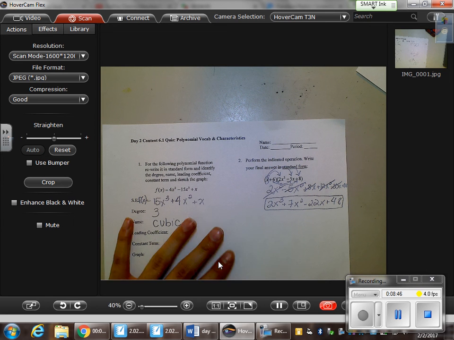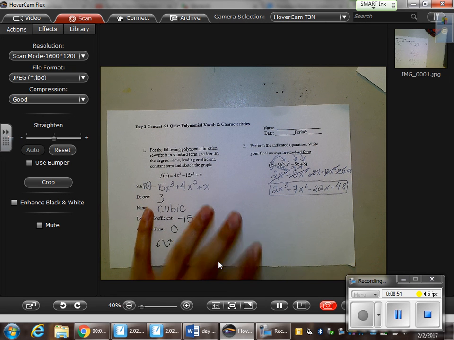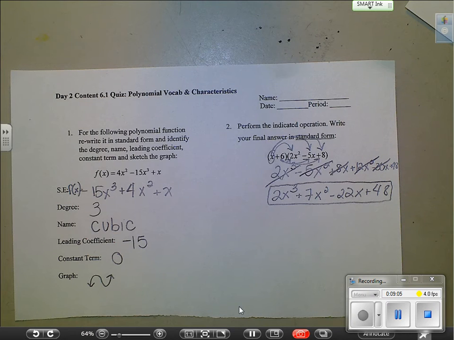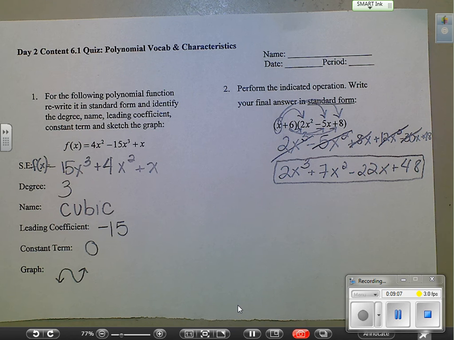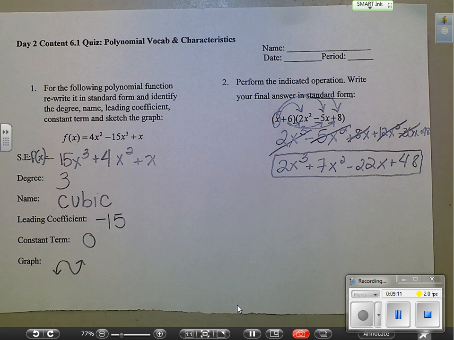Does everyone see that? All right, I'll just read it out in case you can't see. So, standard form, 15x cubed plus 4x squared plus x. Why is that in standard form? Why is that the answer for putting it in standard form?